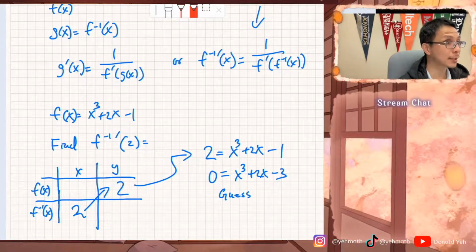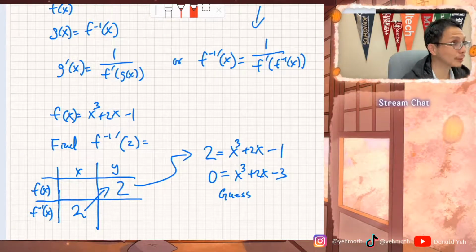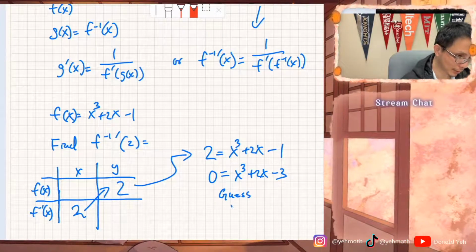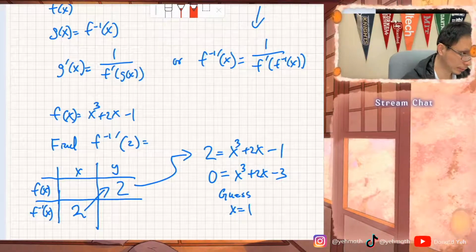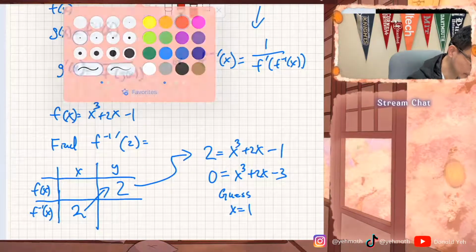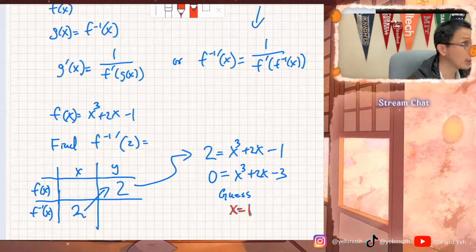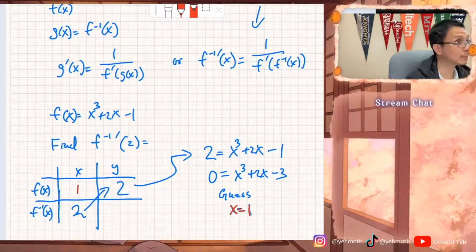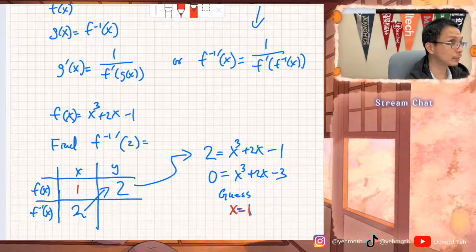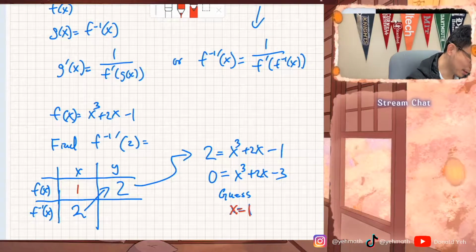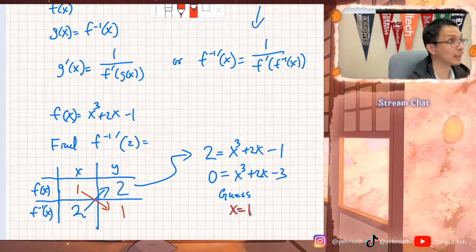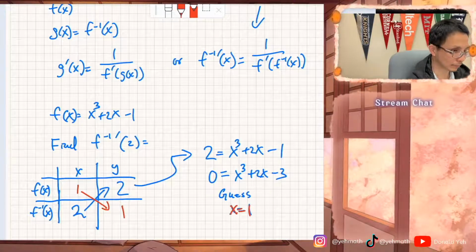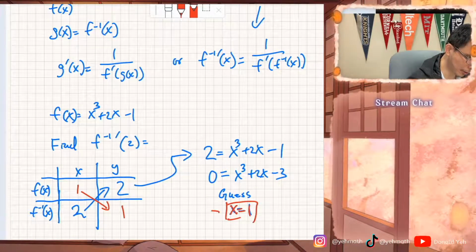Which number do I want to guess? Just 1. 1 plus 2 minus 3 equals 0. Got it? Does that make sense? So that means this is 1. If that's 1, that means this is 1, right? So this led to this.